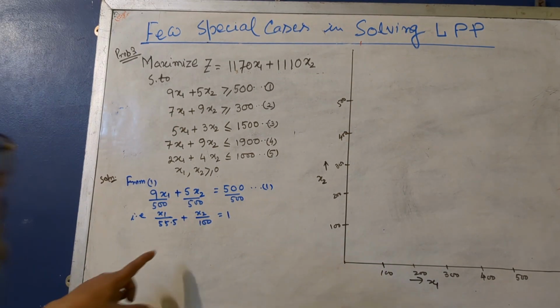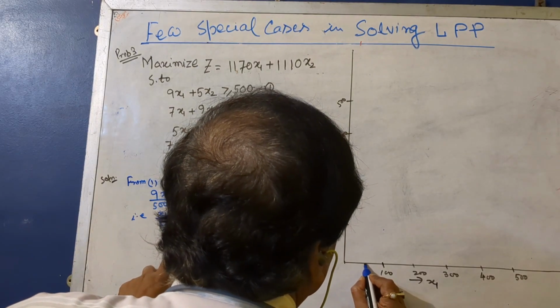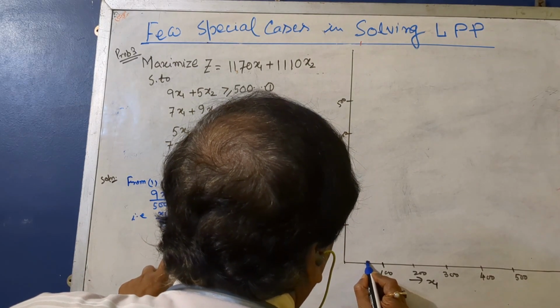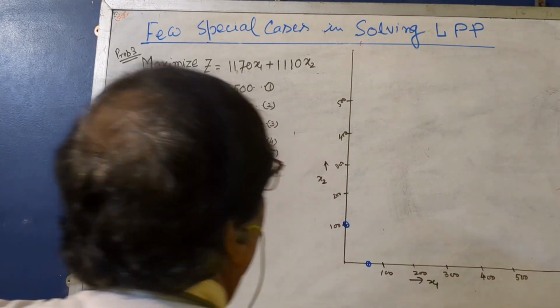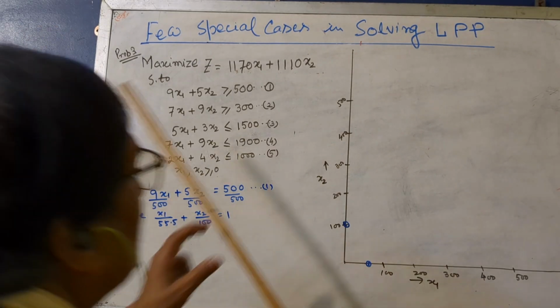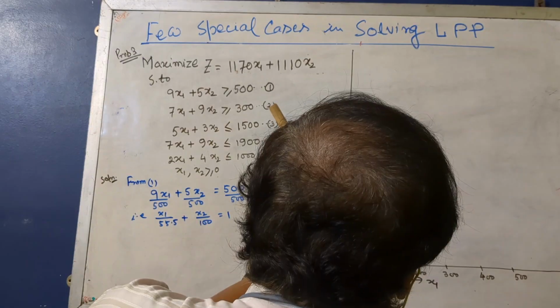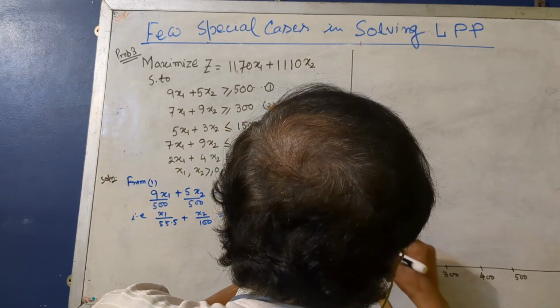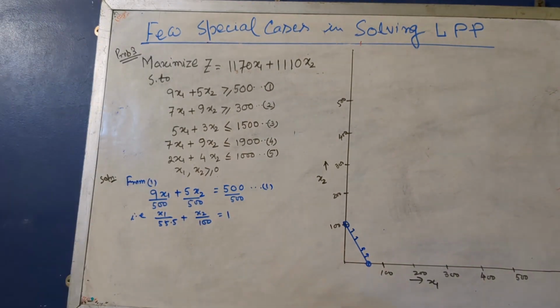And if we plot on the graph paper, 55 is this point, and 100 is another point, and the graph will be greater than or equal to. For that reason I'm first drawing the line and then putting the direction. Okay, and the direction will be this, for the first equation. Now second.